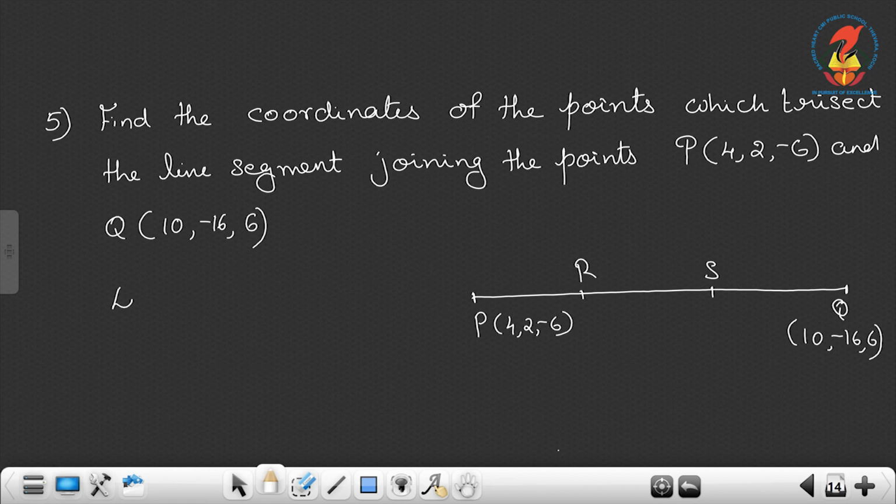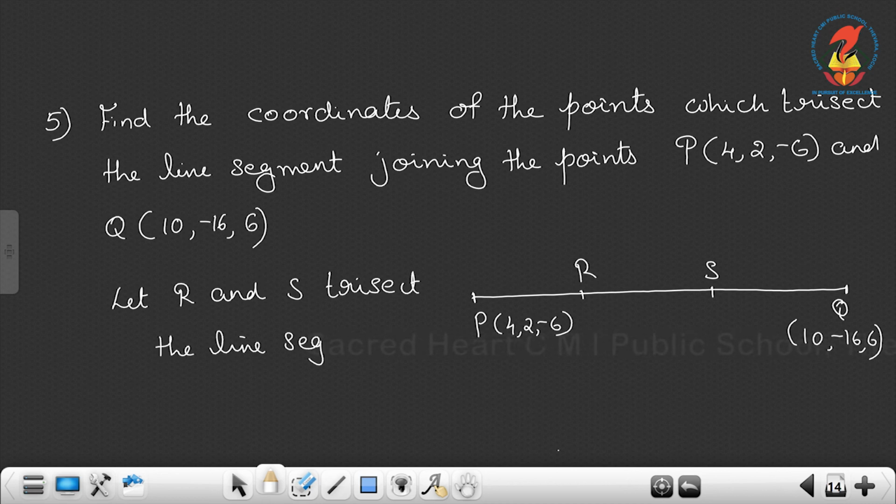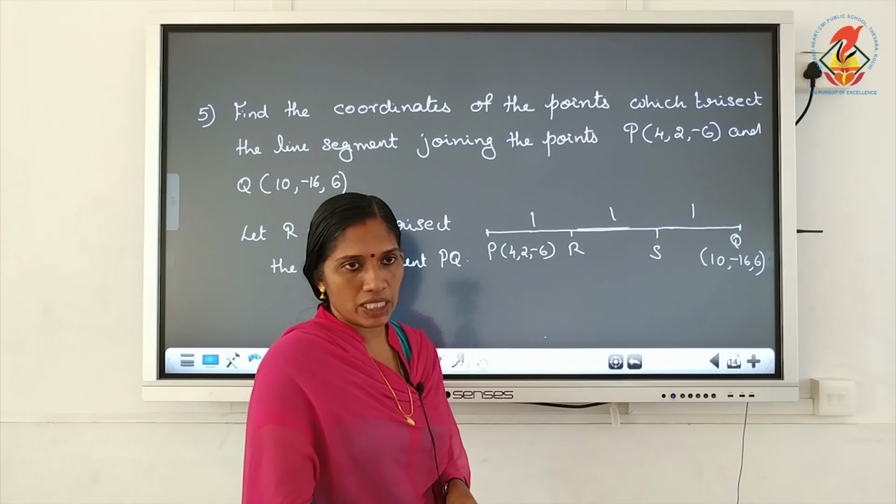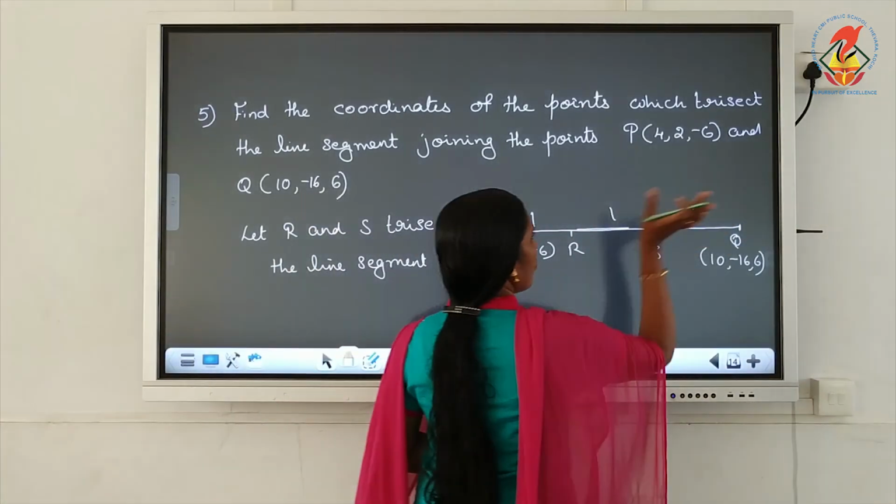Okay. Let R and S trisect the line segment PQ. Bisect means 2 equal parts. Then we have to find the coordinates of R and S. So trisect means equal parts. Ratios are equal. That's the meaning. So 1 here, 1, 1. If it is 2 is to 2 is to 2, then we can reduce it and we can write 1 is to 1 is to 1. Okay. So all the parts are 1.